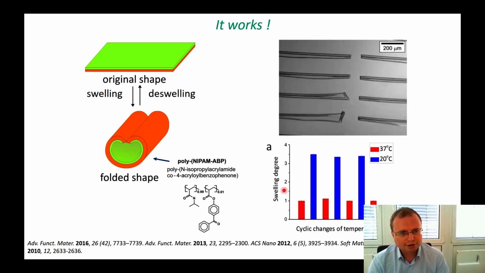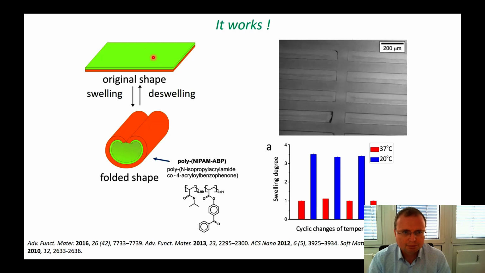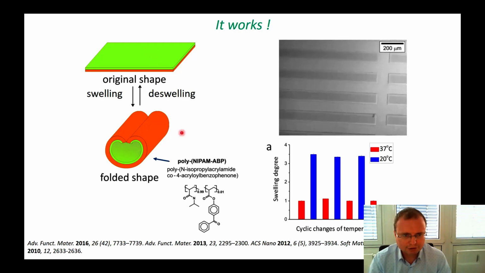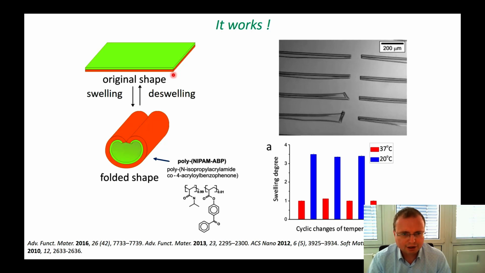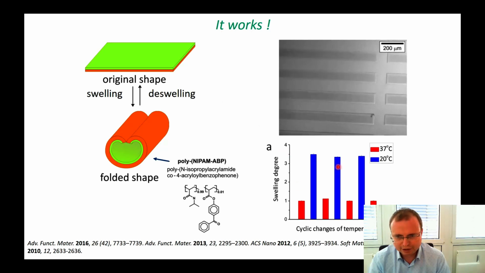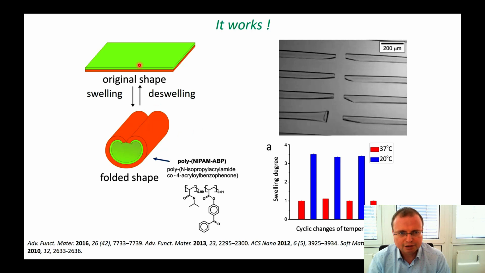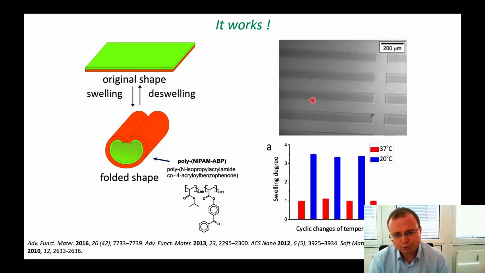We just need to fabricate a bilayer which consists of two materials. One of them can be a hydrophobic polymer, like for example polycaprolactone, and the second polymer can be any kind of swelling hydrogel. In this particular case, we have used a thermoresponsive polymer, which is able to change its degree of swelling upon cyclical change of the temperature. As you apply the temperature at which the polymer swells, so basically it is low temperature, then the bilayer rolls and the tubes are formed.